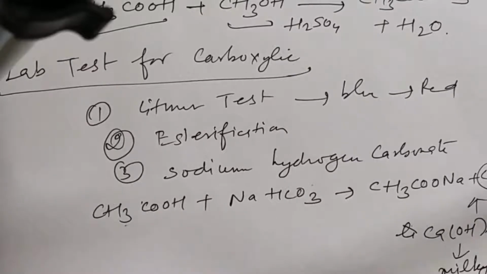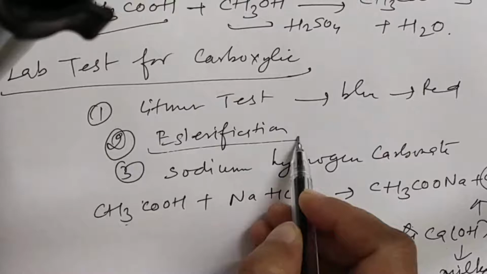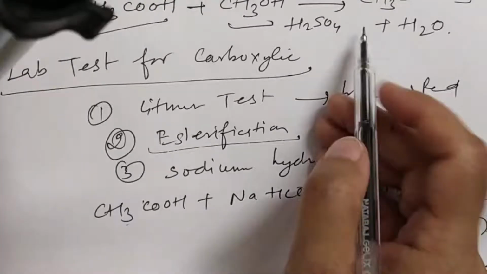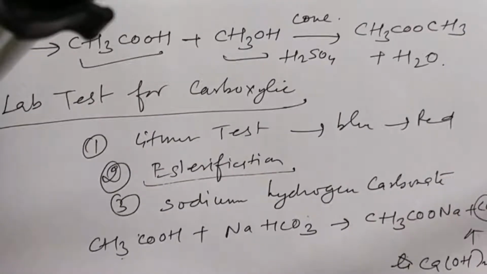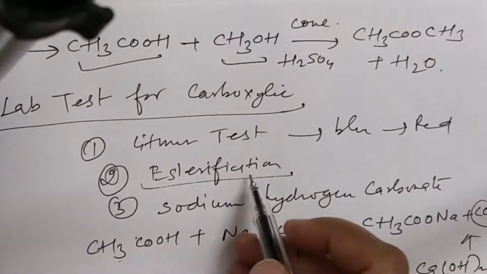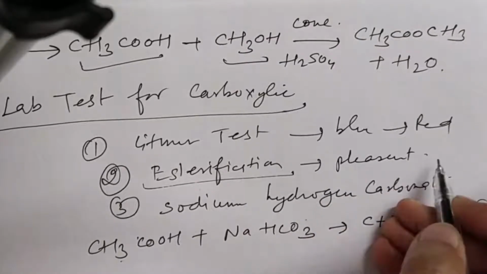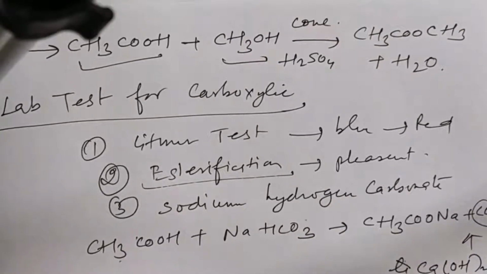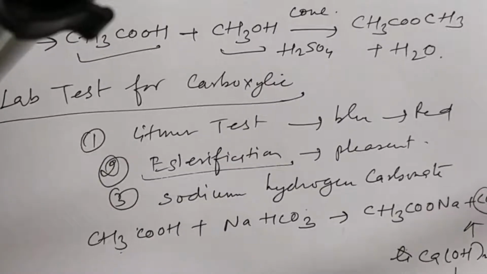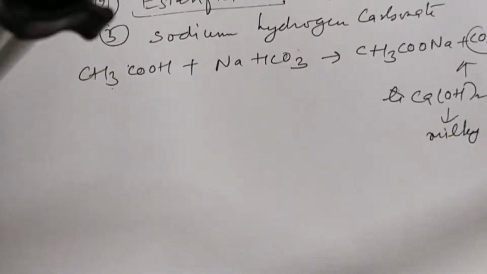And this is the esterification reaction you have discussed here. In this esterification reaction, pleasant smelling compounds are formed, and this can be tested with the smell, a pleasant smell. Okay, these three tests can be done for the identification of carboxylic acids. So here we have discussed all about the organic compounds related to carbon compounds, students.